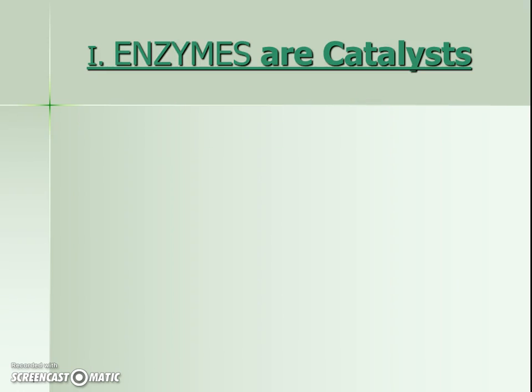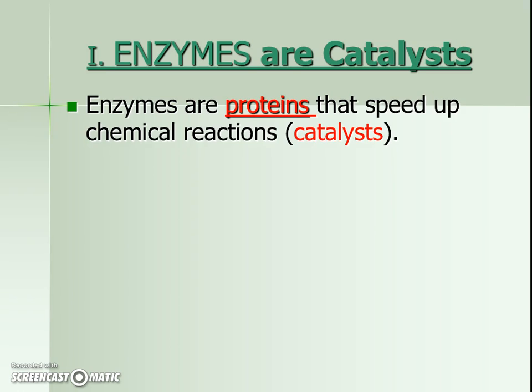So the first thing you need to know is that enzymes are also called catalysts. What? I still don't know what an enzyme is. Okay, let's talk about it. So an enzyme is a protein. It's just a certain type of protein. There's tons more types of proteins than just enzymes, but let's just talk about this kind today, right?